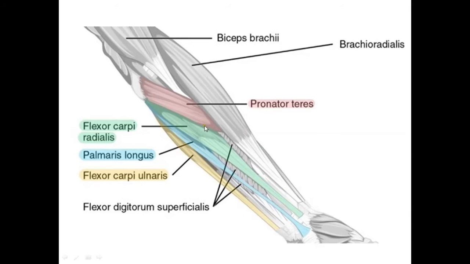Okay, Pronator teres forms the medial boundary of the cubital fossa, then flexor carpi radialis, then Palmaris longus between the flexor carpi radialis and the ulnaris.